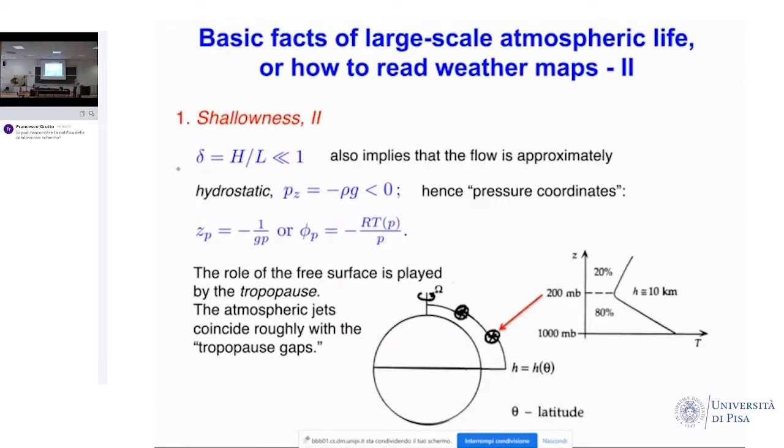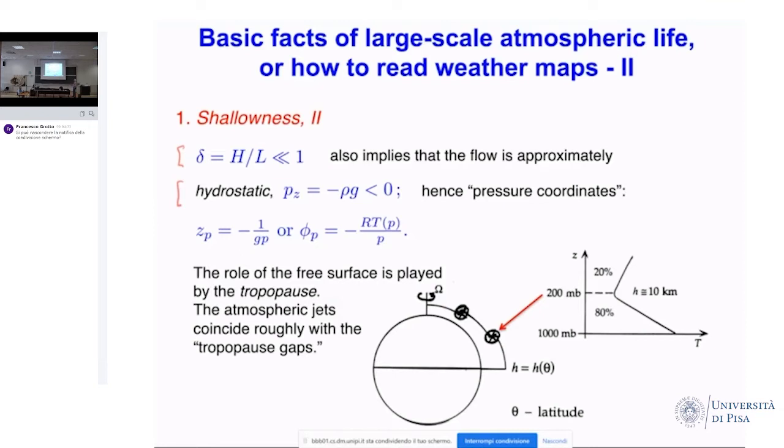very low aspect ratio also implies that the flow is approximately hydrostatic. In other words, the vertical derivative of the pressure is equal to minus rho g. Well, again, you're taking rho here to be constant. In other words, you can use what is called pressure coordinates. There's a one-to-one correspondence between vertical z, which increases height, and pressure, which decreases uniformly with height in this approximation, which is true on average for these large dimensions. Okay? And so typically, you think about there is no free surface, you know, the stuff just gets thinner and thinner with altitude, okay?